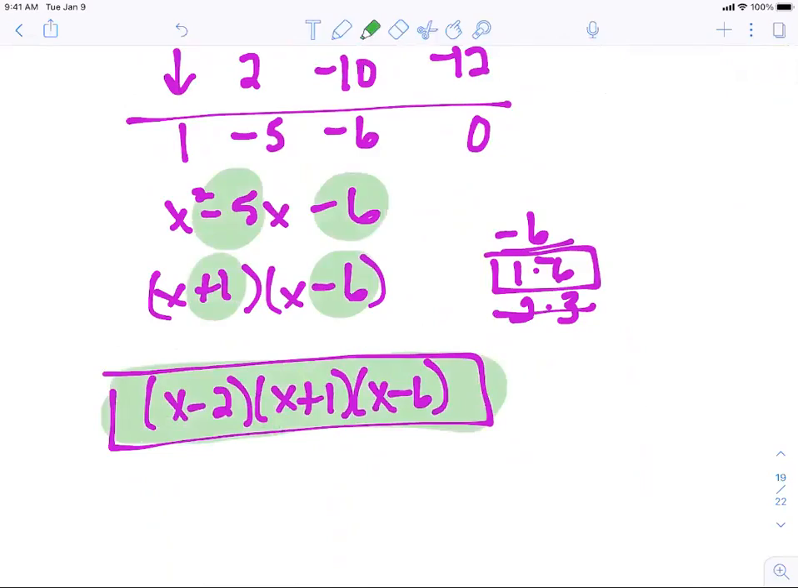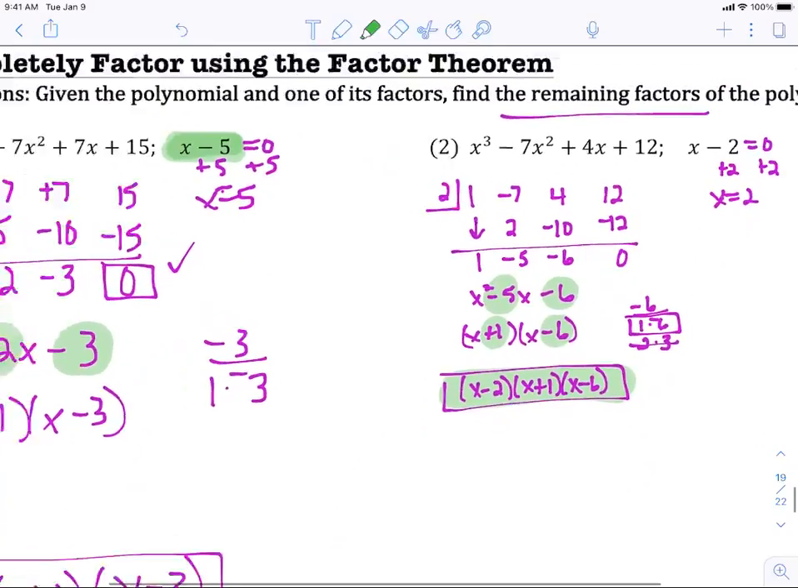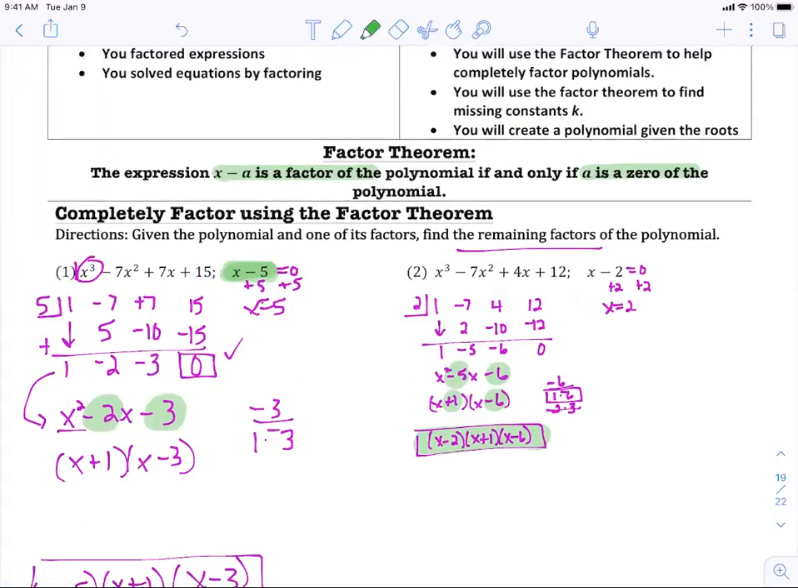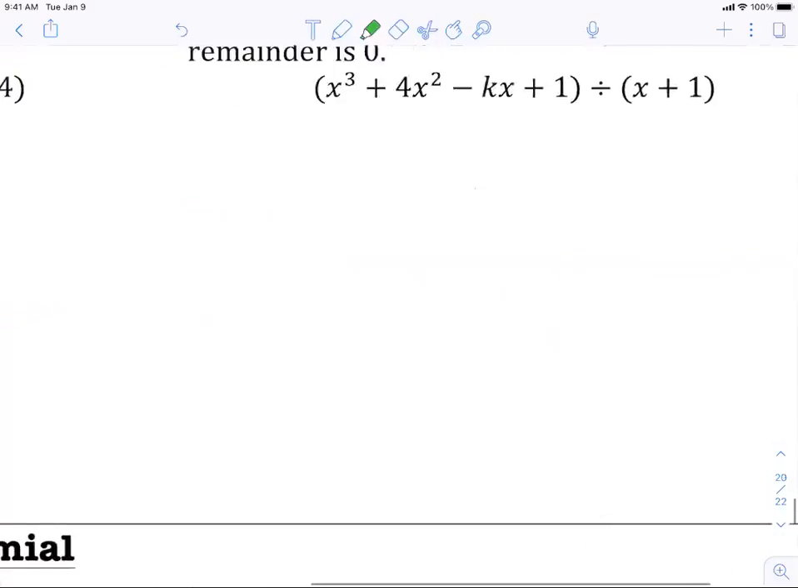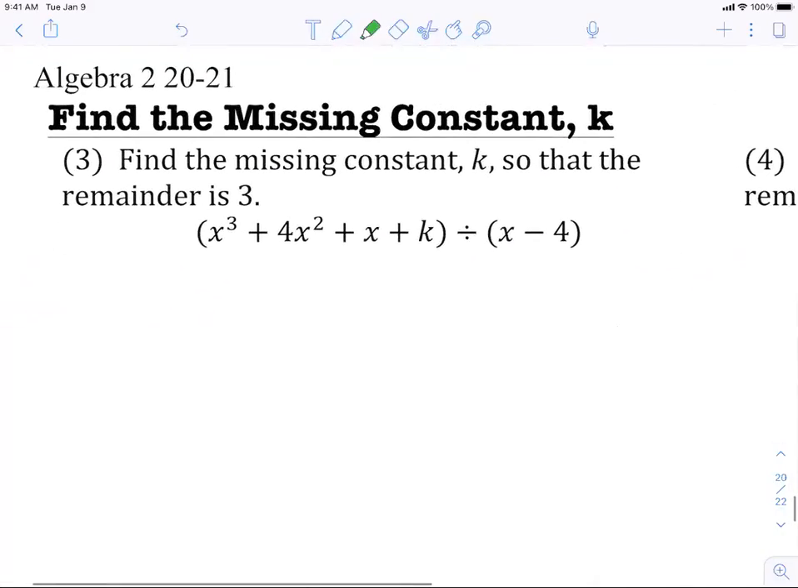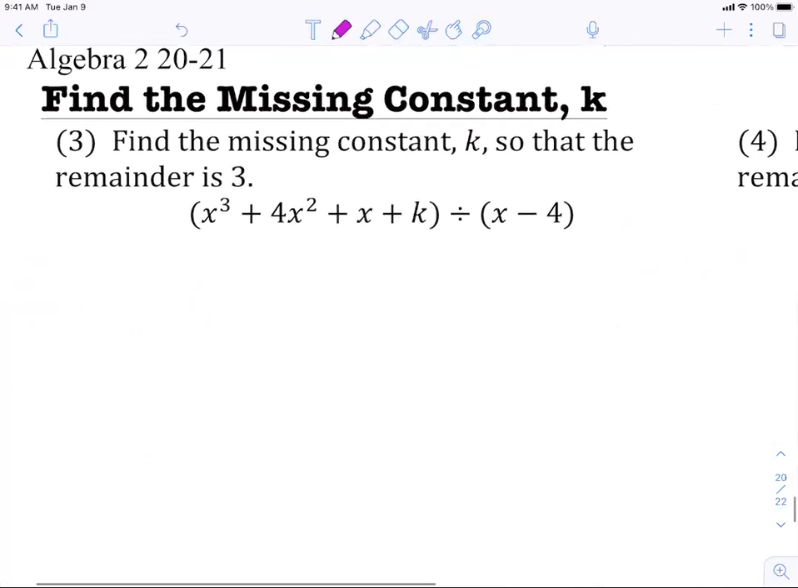All right. Now, the cool thing about the factor theorem is that we can actually use this in a lot of different ways. You can use it to find a missing number in a given polynomial. For example, for number 3, it says find the missing constant k so that the remainder is 3. So here's the really cool part about this.